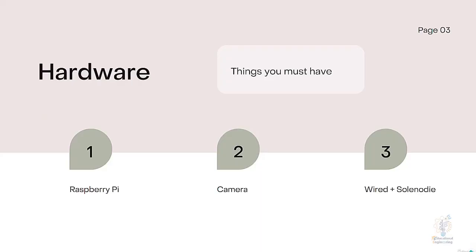Now, the hardware and software requirements are simple. For the hardware requirements, you will need a camera, whether it's a USB camera or a Raspberry Pi camera, it will work. You will also need wires and solenoids.